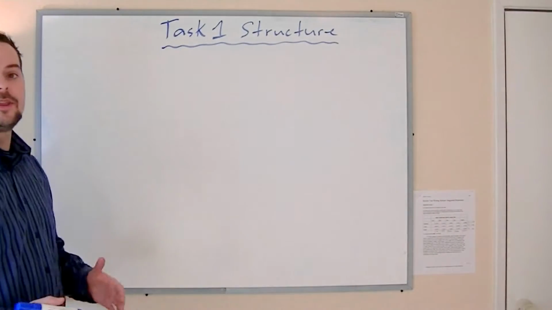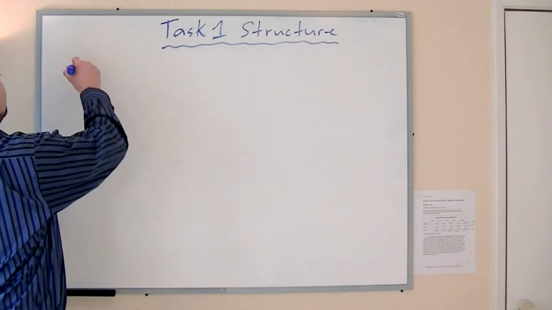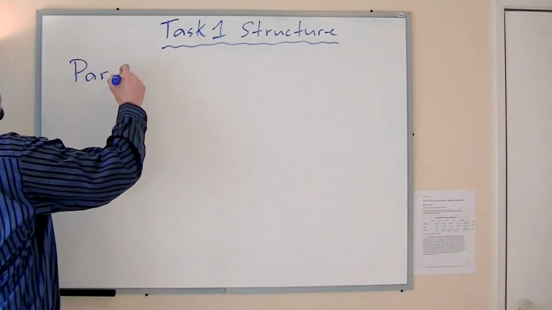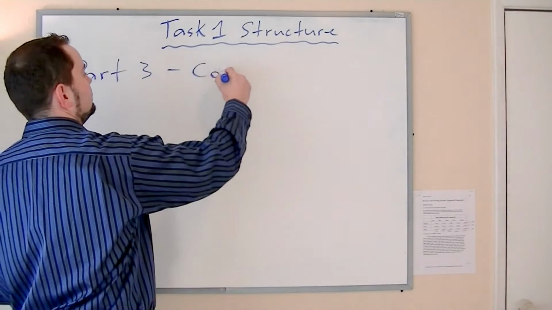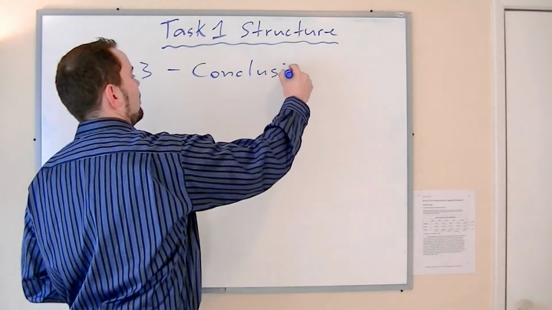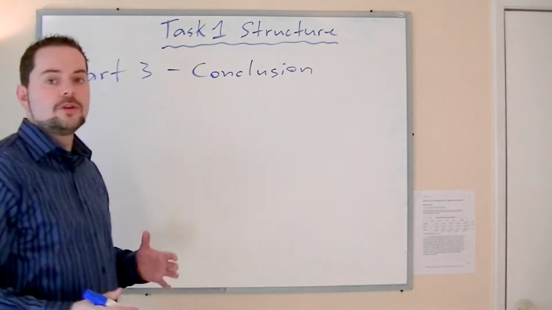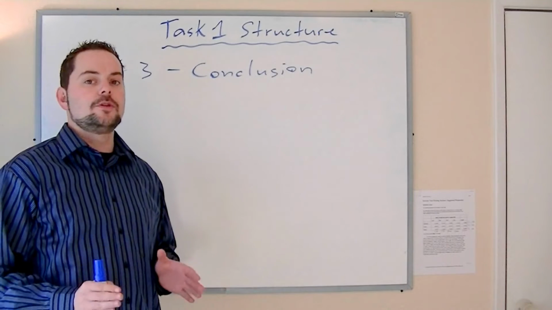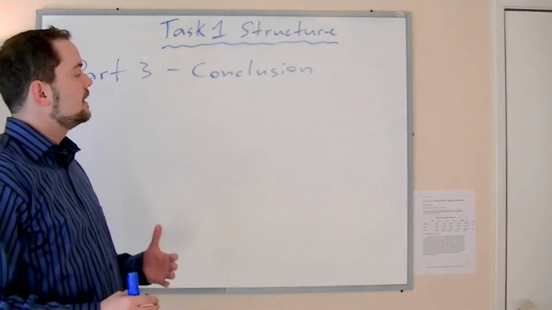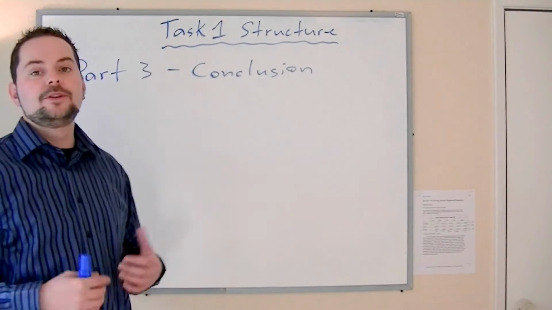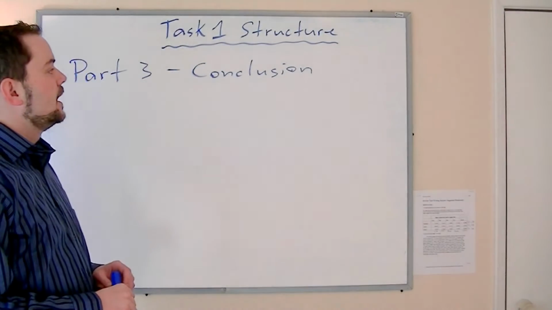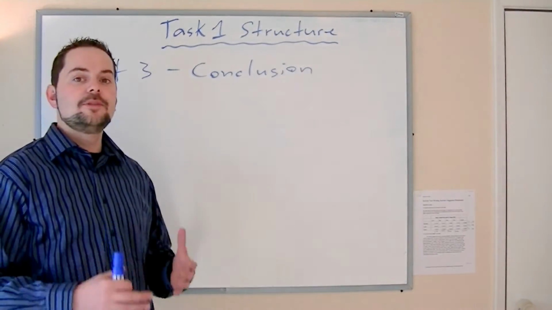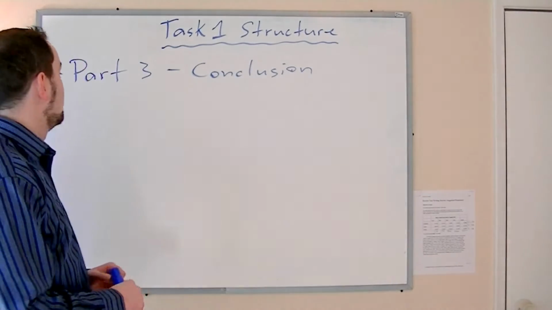Okay, so part 3 of the task 1 paragraph is the conclusion. And the conclusion here is not your opinion, but it's something that we learn from the table or from the bar graph or pie graph. And usually there's something in the question which will help you with this.